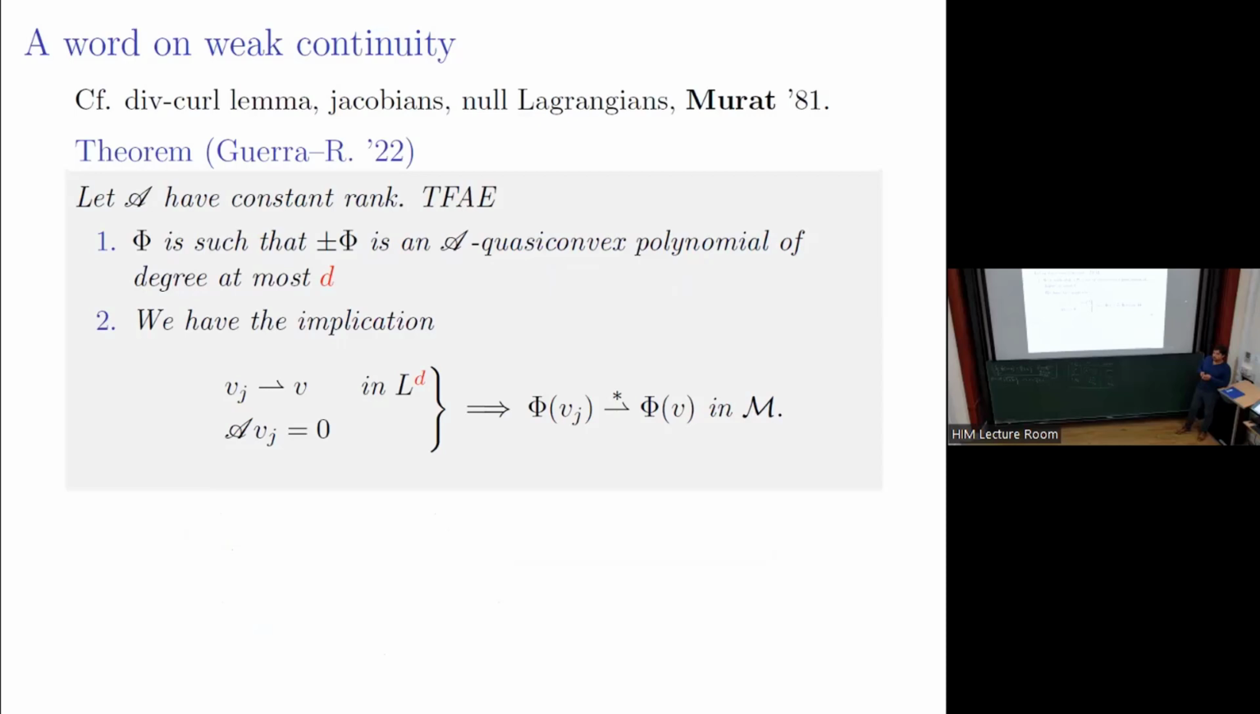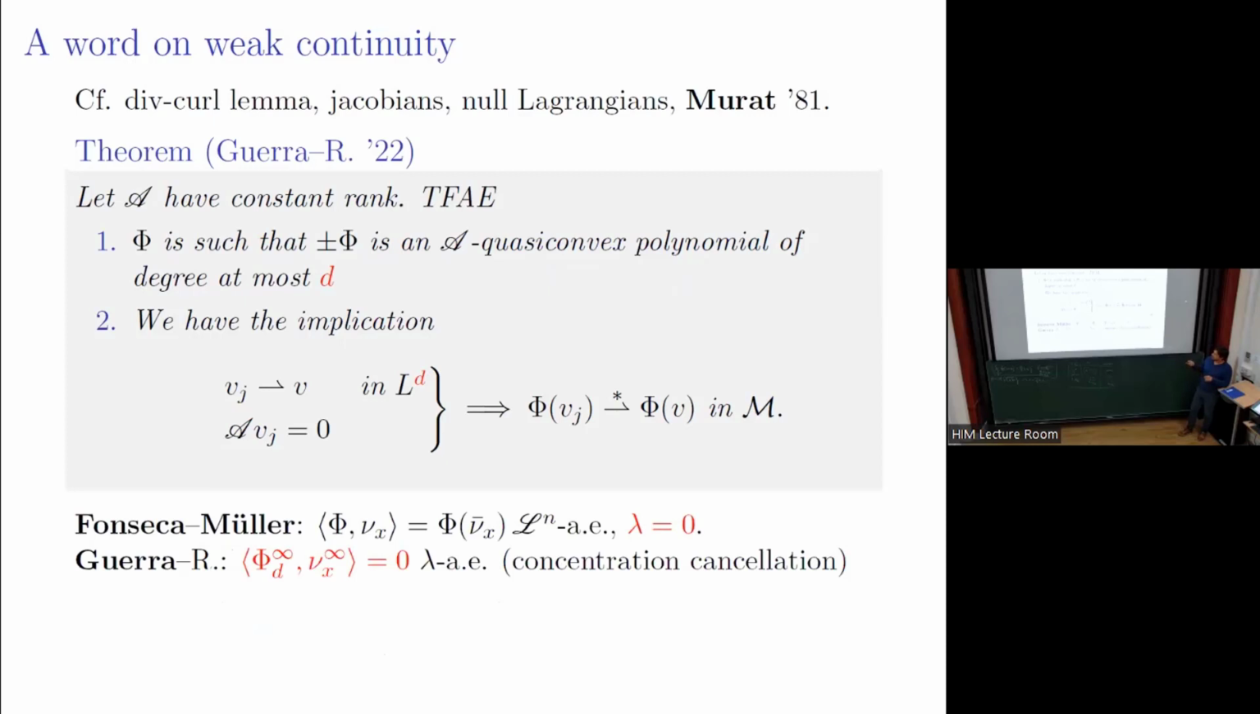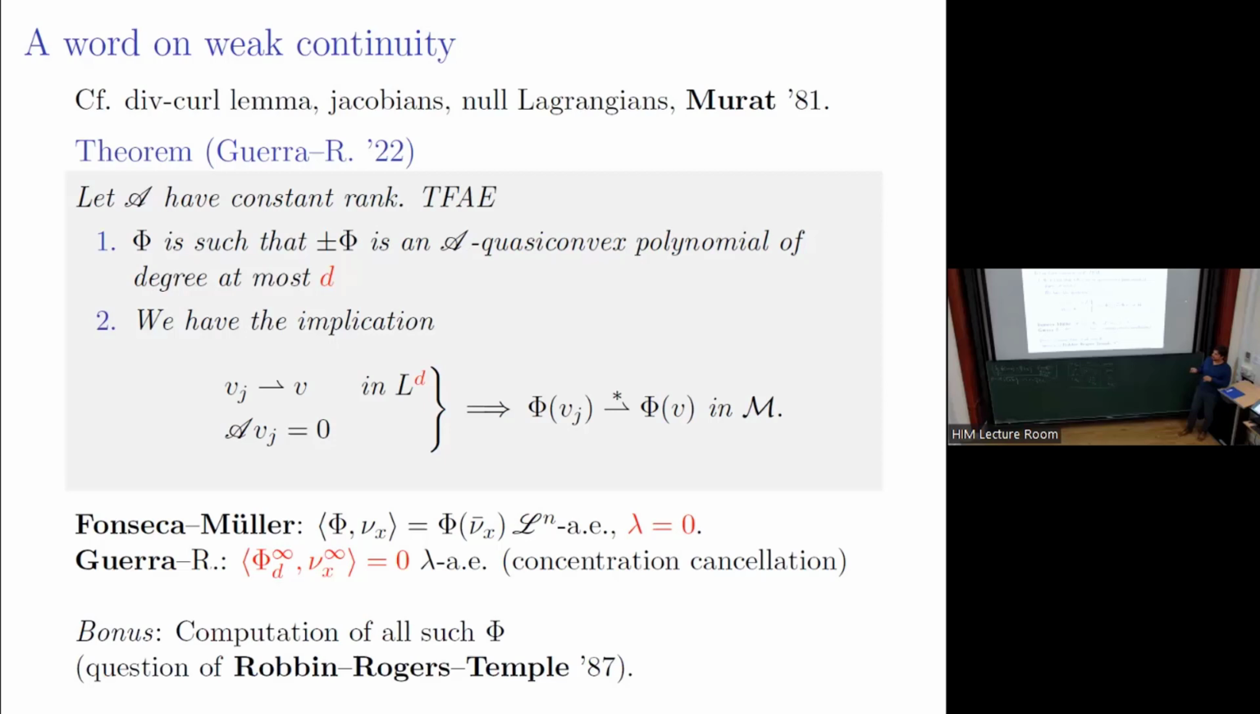However, let me say a couple of words about weak continuity. This statement here is taking the lower semi-continuity from before and saying, okay, if I have plus-minus nonlinear phi quasi-convex, then instead of lower semi-continuity, I get weak continuity. But what's the upshot of this? On the one hand, it's nice because it's really a phenomenon of concentration cancellation, which is pretty cool. And the bonus is that instead of quasi-convexity, which we cannot characterize, we can, as a byproduct of the proof, characterize exactly the nonlinearities, the null Lagrangians if you wish, up to the computation of a large linear algebraic system.